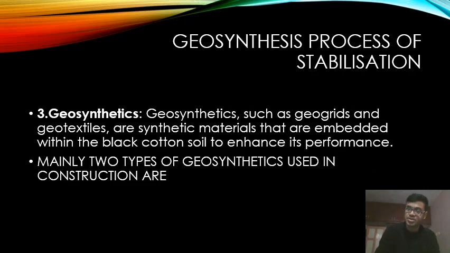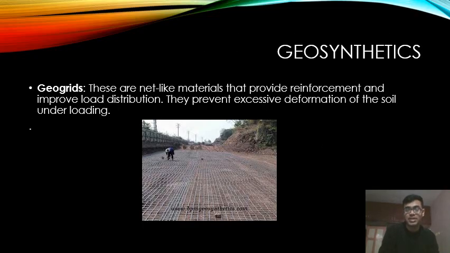Geosynthetic process of stabilization. Geosynthetic materials like geogrids and geotextiles are synthetic materials that are embedded within the black cotton soil to enhance its performance. Mainly two types of geosynthetics are used in construction, and the first is geogrids. You can see that these are the geogrids. The grid type of properties are there. These are laid into the soil to increase its properties.